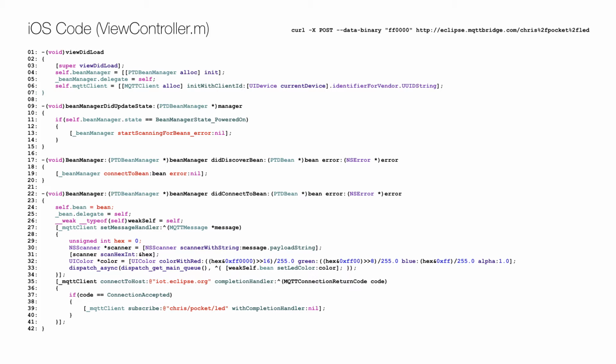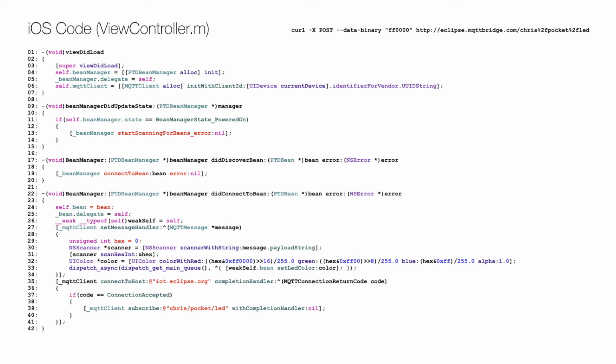When connected to the bean, we create a message handler on line 27 that will respond to a subscription event by converting the message to a color on lines 29 to 32 and setting the LED of the LightBlue Bean on line 33. Then we connect to the MQTT broker on line 35, and when connected, we subscribe to the topic on line 39.